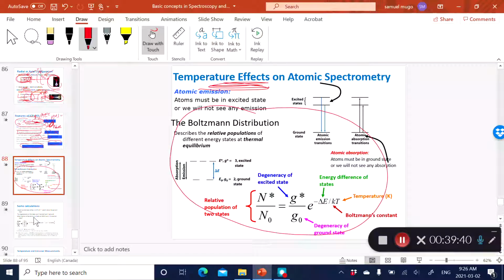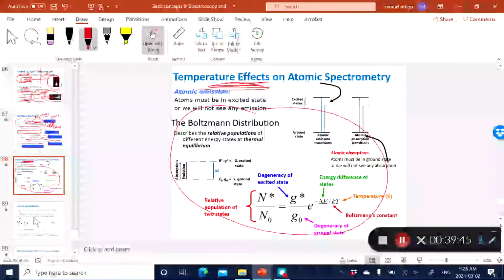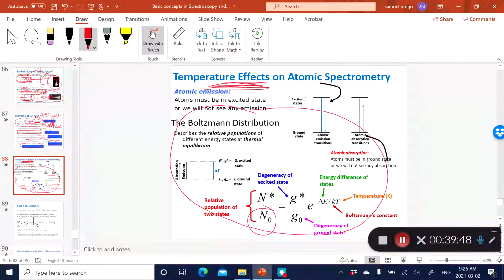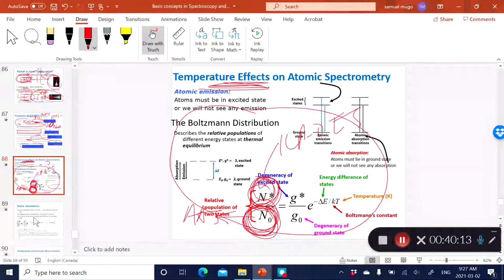And the Boltzmann distribution just describes the relative proportion of atoms that are present in the ground state relative to those that are present in the excited state. Of course, for ICP-OES, we want the majority of the atoms to be in an excited state. Whereas in atomic absorption spectroscopy, we want the majority of the atoms to be present in the ground state. Okay? And based on the Boltzmann distribution, you can calculate the relative proportion of that.